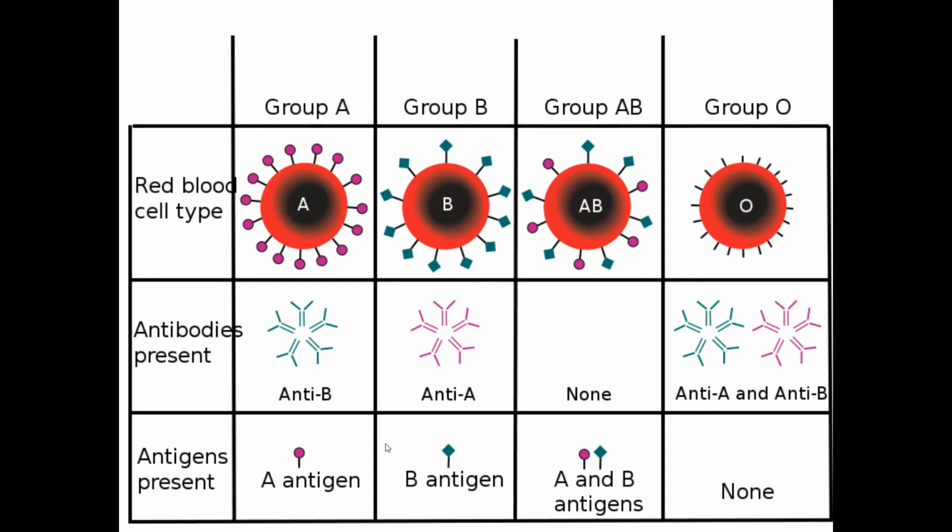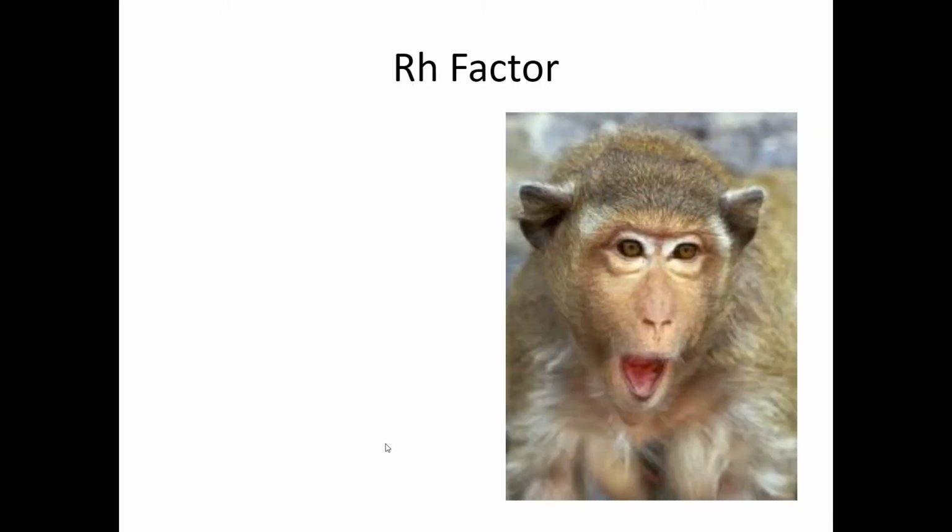Well, if you have type O blood, your blood isn't recognized as A or B, and so it's universally accepted. You're considered the universal donor if you are type O, but you have antibodies for A and B, so you can't accept anything but O. So that's just an interesting fact there.